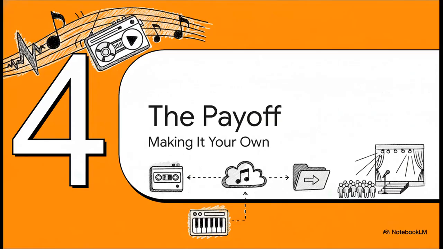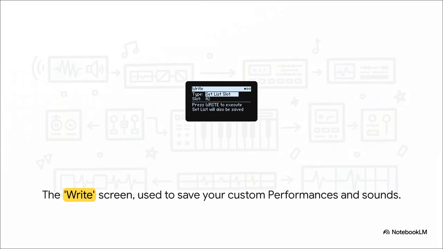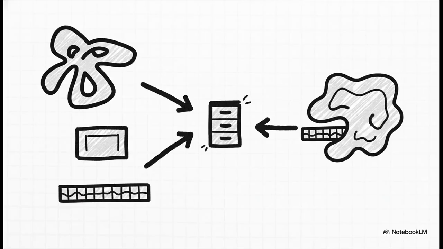So you've created this incredible, evolving sound. Now what? Let's talk about how you make it your own and get it ready for the studio or the stage. Well, once you've designed a sound you love, you can easily save it as a new performance with just a few button presses. All your work, from the lane sequences to the filter and effect settings, it's all stored right there. And here's something really cool. You're not just saving the entire sound.